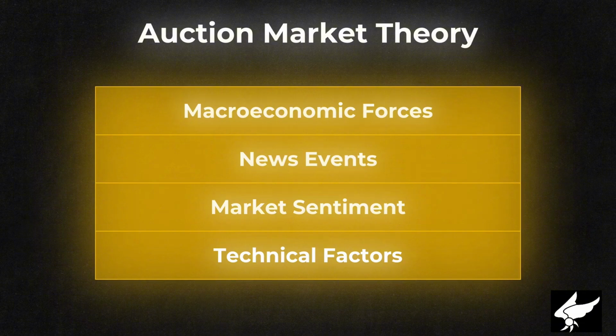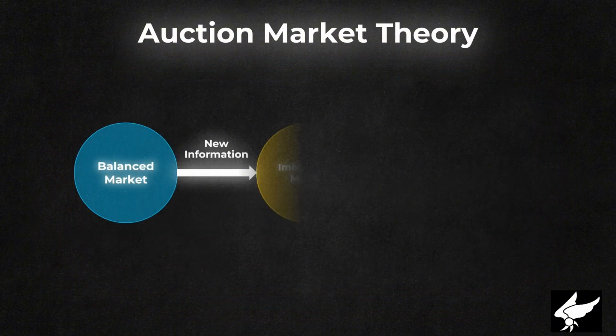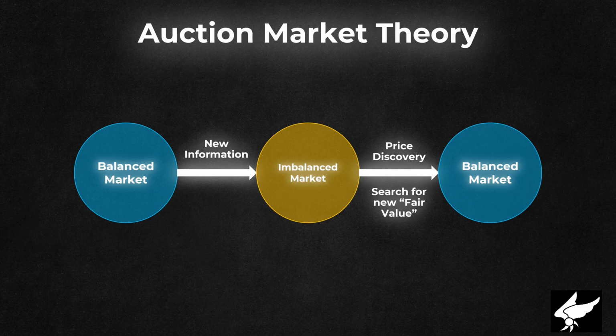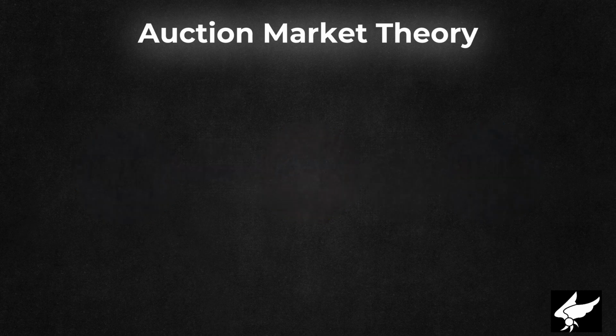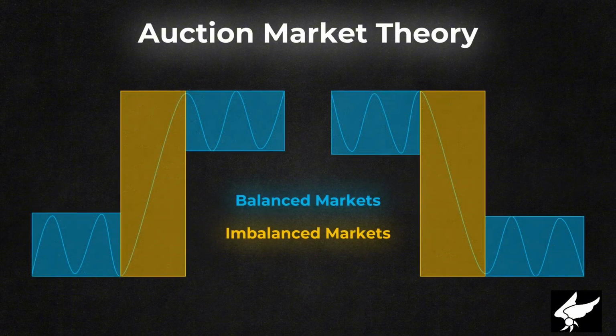When a new piece of information emerges, that changes the perception of buyers and sellers related to the fair value of a market. In other words, it creates an imbalance. An imbalanced market starts the process of price discovery, meaning the discovery for the new fair value. When markets are balanced, they trade in a range. There is no motive for price discovery, since buyers and sellers are relatively comfortable with the perception of value of the market. When markets become imbalanced, we have trends.